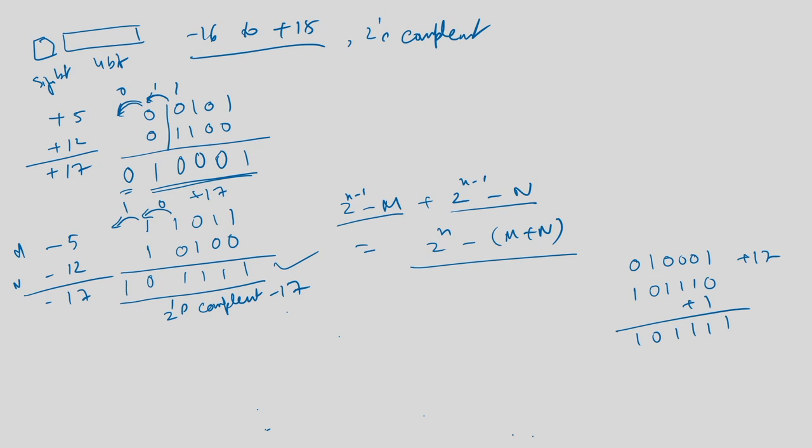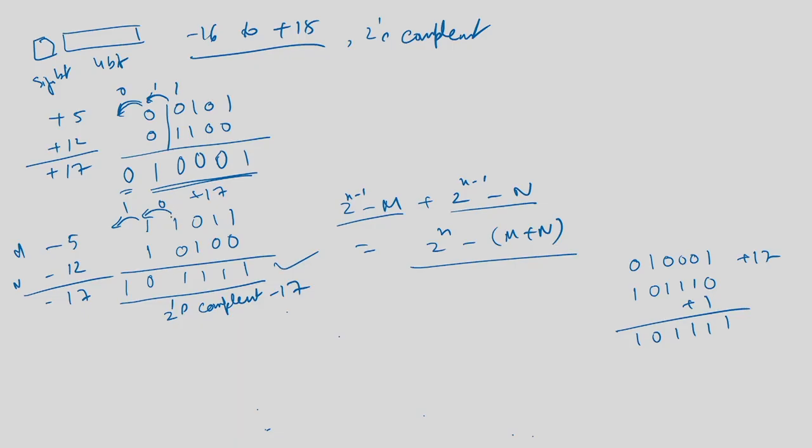Only thing is that since I have only 4 bits to store this minus 17, which is not possible, this is an overflow. And how can we detect it? I can note that the carry from the data to the sign bit is 0, and from the sign bit to outside the carry is 1, right. These are the two scenarios where overflow happens, and I identify this.